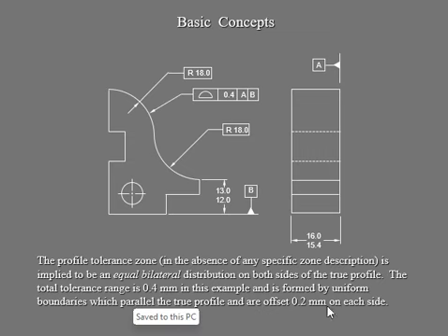The profile tolerance zone is implied, and that's going to be an equal bilateral distribution on both sides of your true profile. Your total tolerance is 0.4 millimeter. Another thing that's given to you is that you can offset it by 0.2. So it's 0.2 millimeter on each side, because the total is 0.4.